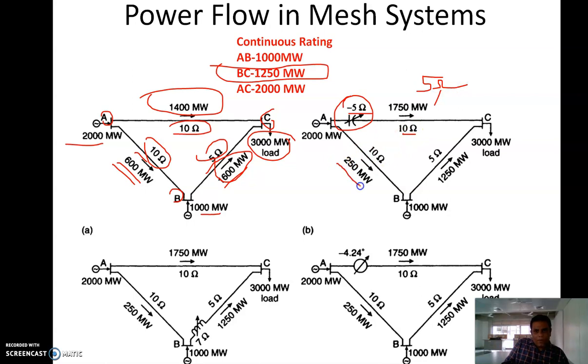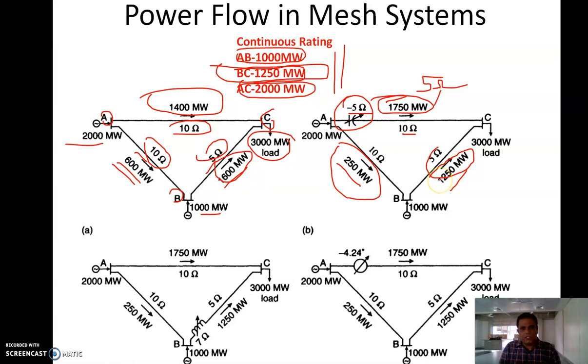And now you can see the power here is 250, here it is 1250, here it is 1750. All these powers are less than the maximum rating as specified here. Line AB maximum power is 1000 megawatt. How much is line AB carrying? Only 250, which is below 1000 megawatt. Line AC maximum power is 2000, and it carries 1750, so it is below that. Line BC is carrying 1250 megawatt, which is the rating of the line. So the line is carrying its rated power.